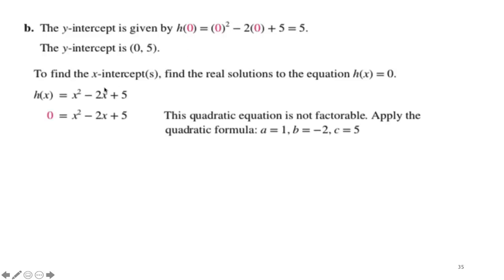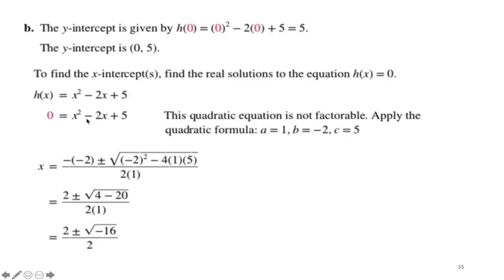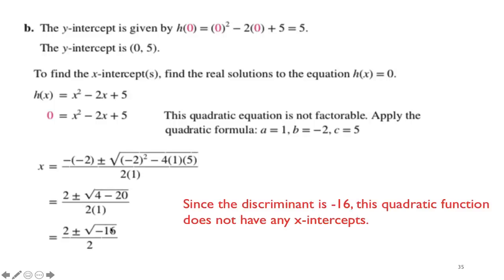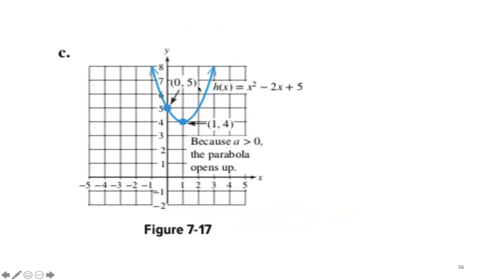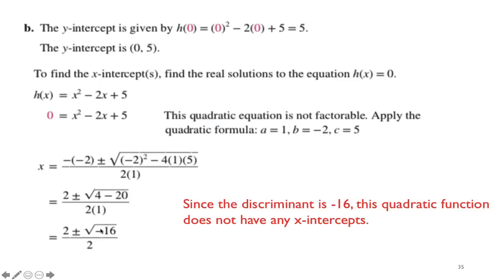To find the x-intercept, you solve for 0. This one you can't factor, so you have to apply the quadratic formula. When you apply it and try to simplify, you notice that this is a negative 16. So the discriminant is negative. That means this function has no real solutions, or no x-intercepts. If I plot it, I notice that the minimum is above the x-axis, at (1, 4), the vertex. It opens upwards. Notice that this function has no x-intercepts. It doesn't cross the x-axis, and we saw that because the discriminant was negative.